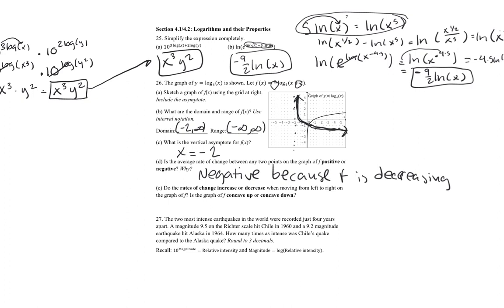Okay, so for part E, it says, do the rates of change increase or decrease when moving from left to right on the graph of f? Is the graph of f concave up or concave down? Because I'm looking at the rates of change of my graph of f, I notice that they are increasing as I move from left to right. So the rates of change are increasing as we move from left to right. And I can also say, because the rates of change are increasing, my function is going to be concave up.